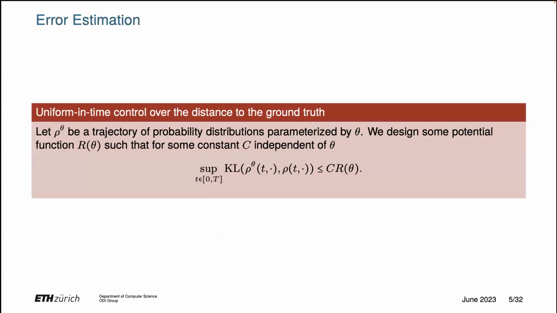About error estimation, the goal of this talk is to provide a uniform in time control over the distance of some hypothesis solution to the ground truth. Let rho theta be a trajectory of probability distributions parameterized by theta. The goal is to design some potential function of theta such that there exists some constant c that is independent of theta, so that we can have a uniform in time control of the KL divergence between this hypothesis solution and the true solution. Basically, we want this inequality to hold for any time in the given interval from 0 to capital T.